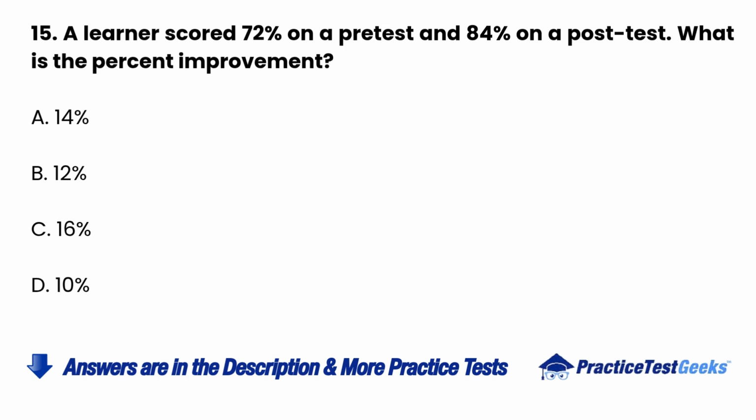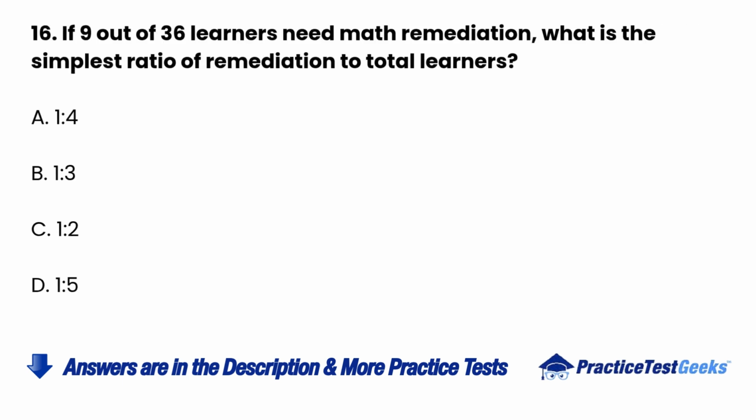D. 10%. 16. If 9 out of 36 learners need math remediation, what is the simplest ratio of remediation to total learners? A. 1:4. B. 1:3. C. 1:2. D. 1:5.